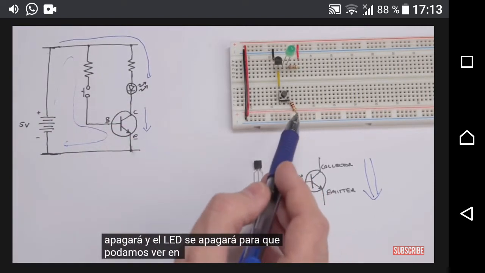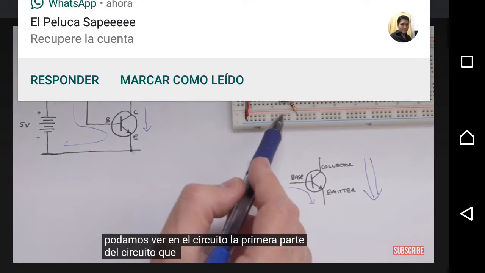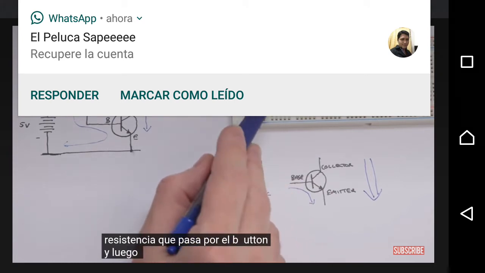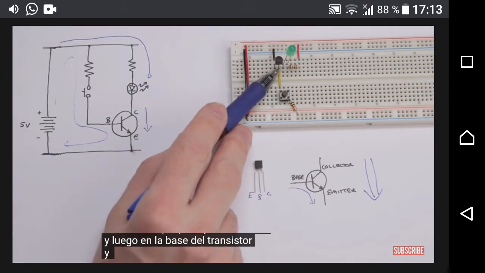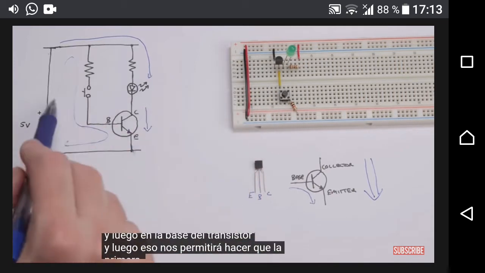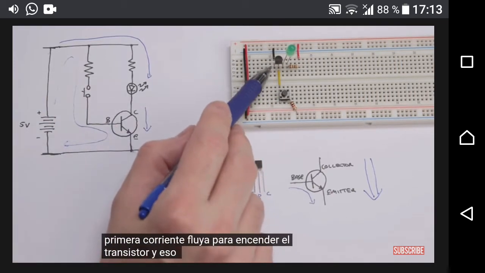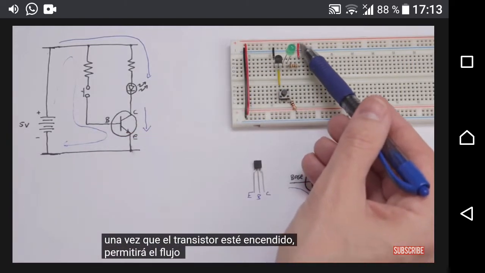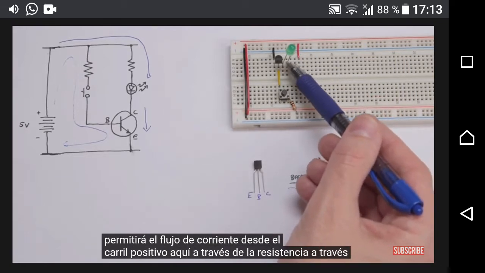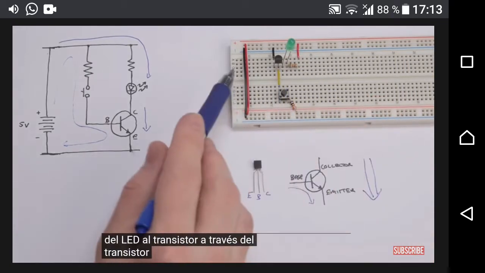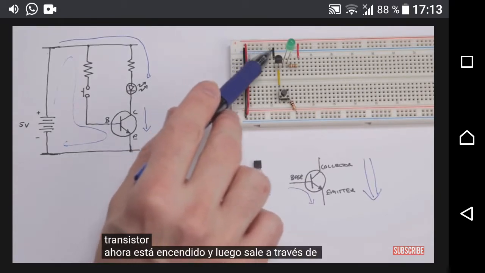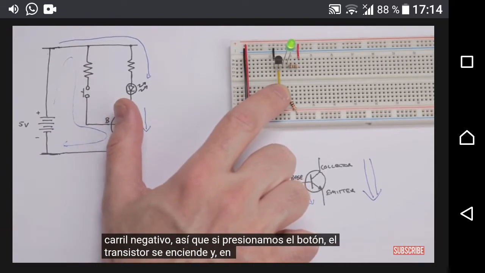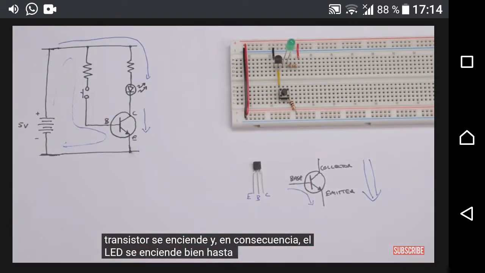So in the first part of the circuit, we've got a positive voltage rail here. We've got this resistor that goes through the button, and then into the base of the transistor. That will allow us to get that first current flowing to turn the transistor on, and then that'll go back out through the negative terminal here. And once the transistor's on, that'll allow current to flow from the positive rail here, through the resistor, through the LED, into the transistor, through the transistor, now that it's on, and then out through this negative rail. So if we push the button, the transistor turns on, and consequently the LED turns on. Okay, so far so good.